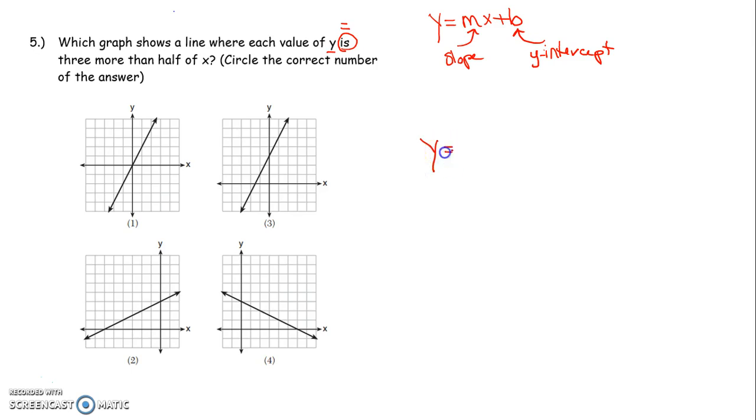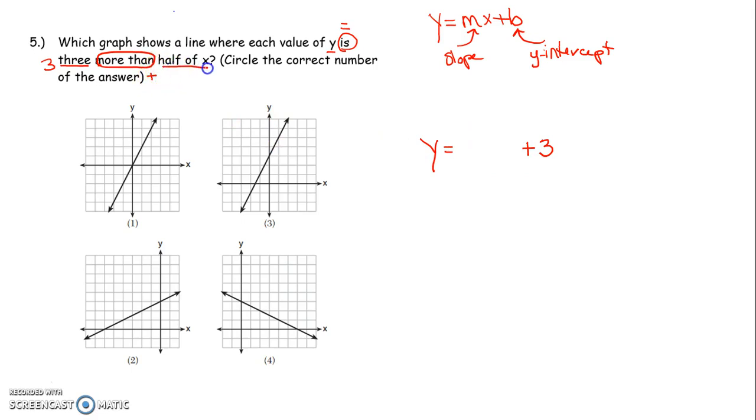Okay, so it says where each value of y is, okay, "is" means equals, so we have y equals, this is looking good, 3, all right, more than would be addition. Okay, 3 more than, so off to the side I'm going to have a plus 3 because it says 3 more than. So this is 3 more than something. Let's find out what that something is.